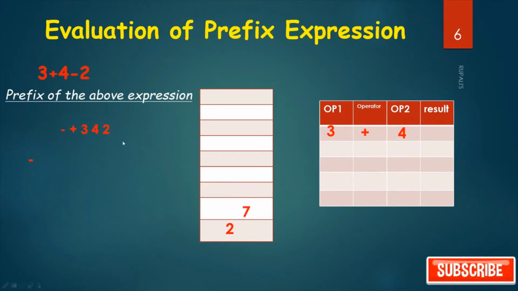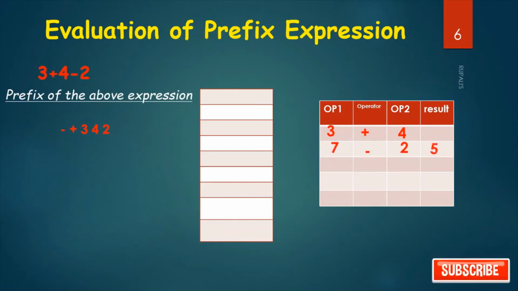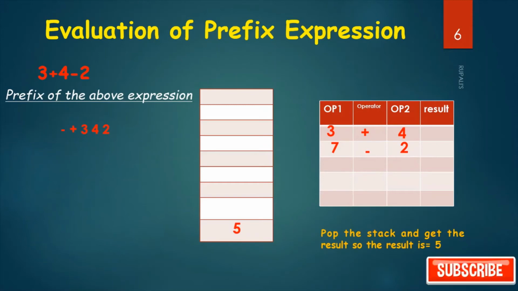Then it comes minus, write minus here. Pop 7, it is OP1. And then pop 2, it is OP2. Calculate the result and push it onto the stack. Finally, we get the result after popping the stack. So the result is 5.